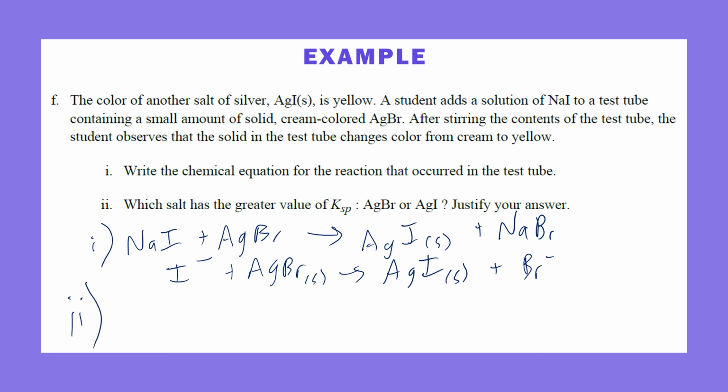For part II, which salt has the greater value of KSP? The greater value of KSP would mean that it dissolves more, has more ions. So silver bromide must have the larger value of KSP because it winds up with more ions. And silver iodide is the one that is formed as a solid because it turns yellow. So it must be less soluble, so it has a lower value of KSP.